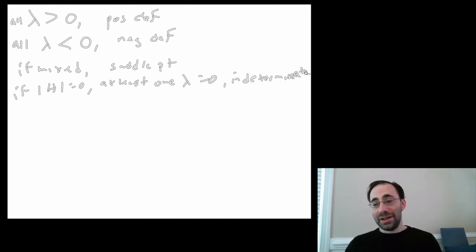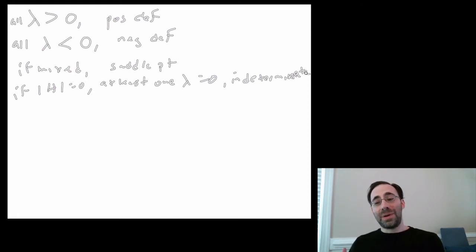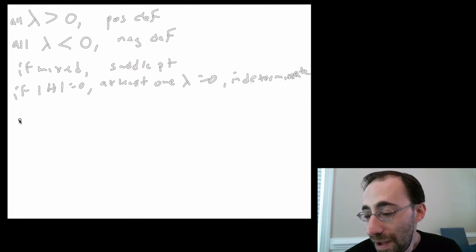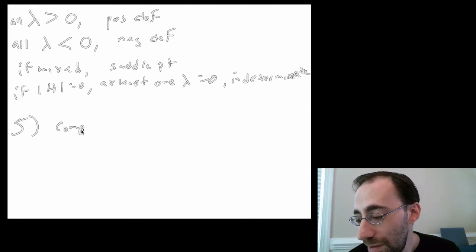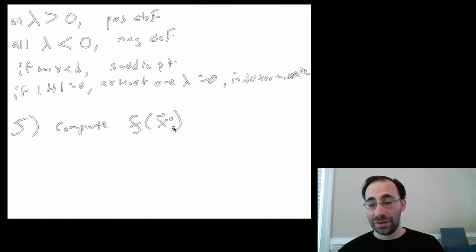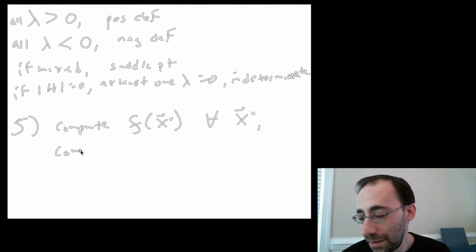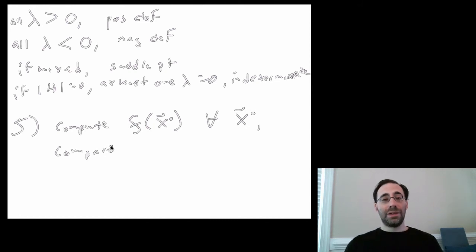Okay, so that's step 4, is to figure out if the Hessian is positive or negative definite, and then depending if it's positive or negative definite, we know if it's a local minimum or local maximum or neither. Okay. Step 5 is to compute the value of the function at all critical values and compare. The biggest value is the global maximum, and the smallest value is the global minimum.